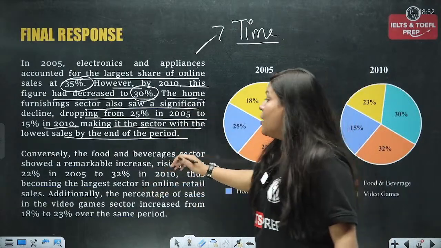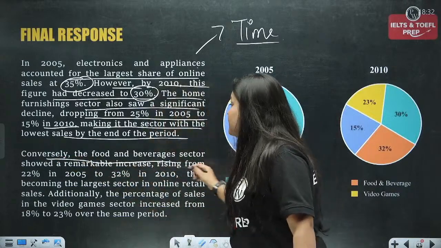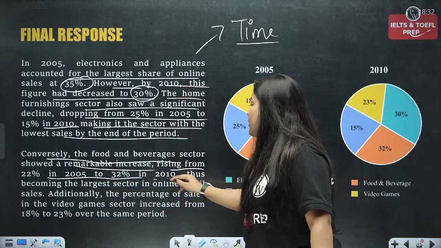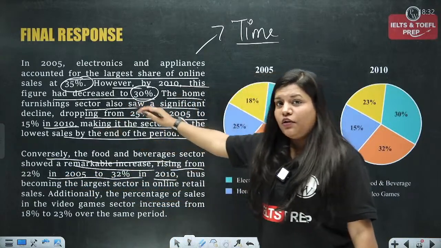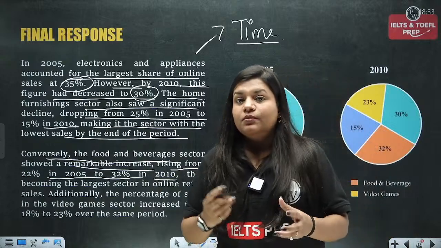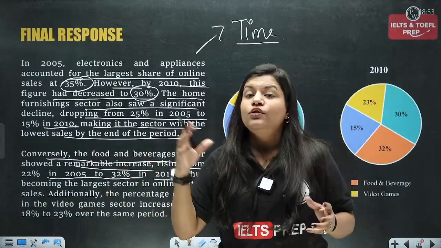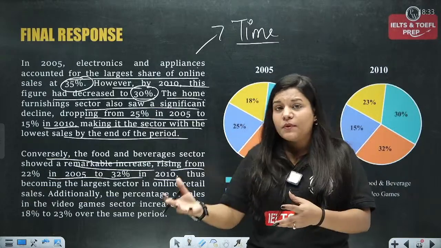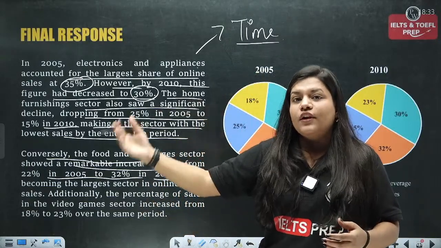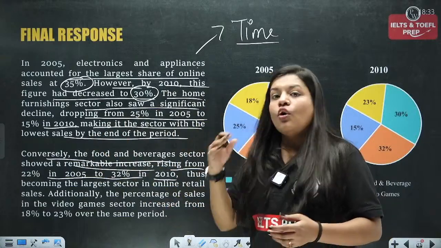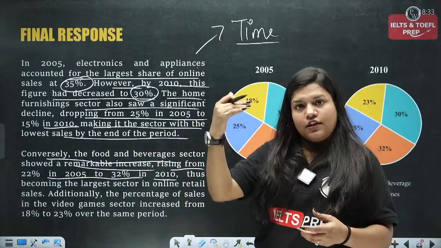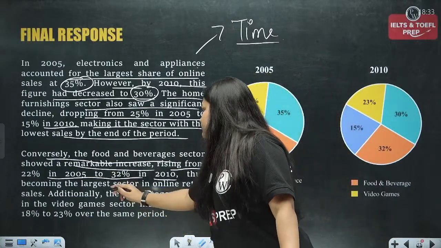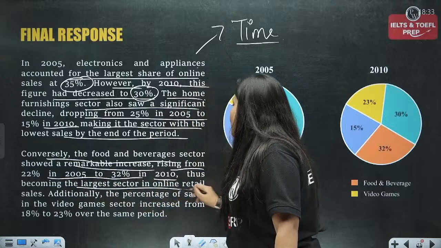Moreover, conversely, the food and beverage sector showed a remarkable increase, rising from 22% in 2005 to 32% in 2010. Here you can see in this kind of an answer, the answer is basically providing the actual percentage and not focusing on the differences. So this is the reason I said either you mention the difference percentage, so we can see that this difference is being seen, so you can carry that on, or you can mention the actual percentage and then you can carry that on for precise answer giving. Thus becoming the largest sector in online retail sales.